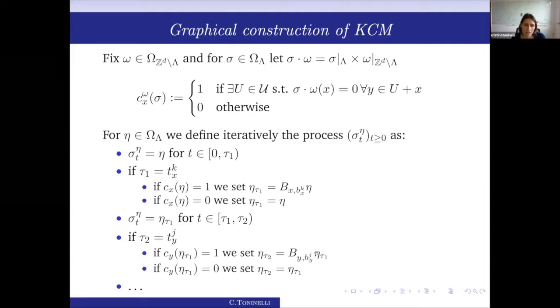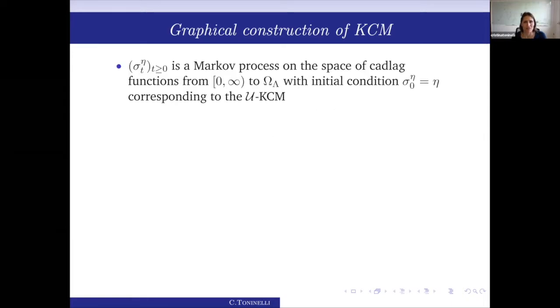I needed this proper definition for future use, which is a little bit boring, I guess, for most of you. So this graphical construction gives a Markov process on the space of configurations on this finite volume with initial condition eta, and this corresponds to the informal definition which I gave at the beginning. So it's our KCM. Sometimes we call this KCM a UKCM if I want to stress that it depends on the update family U that defines the constraint.